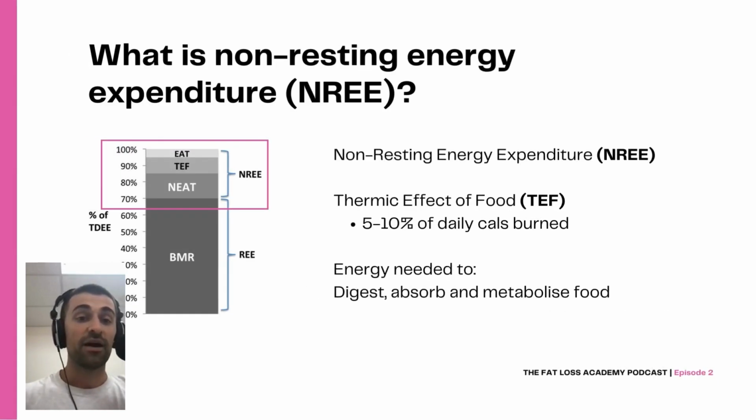And then finally, we have our TEF, so the thermic effect of food. Now, this is the amount of energy it takes for your body to digest, absorb, and metabolize the food that you eat. So if you think about any sort of meal that you're eating, in order to eat that meal, it requires energy. It requires your body to work to eat the meal and absorb it and digest it.